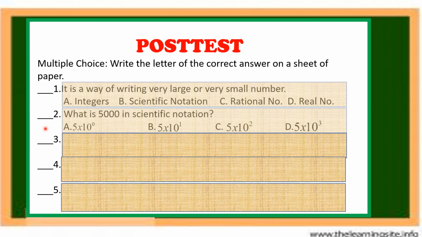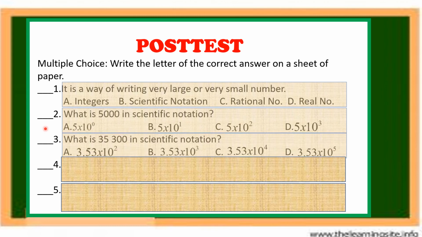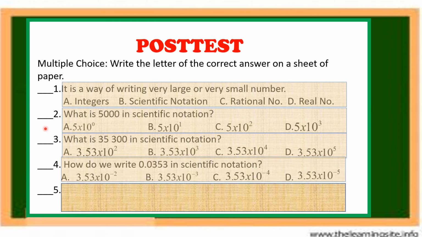Letter A, 5 times 10 raised to 0. Letter B, 5 times 10 raised to the first power. Letter C, 5 times 10 squared. Letter D, 5 times 10 cubed. Number 3, what is 35,300 in scientific notation? Letter A, 3.53 times 10 squared. Letter B, 3.53 times 10 cubed. Letter C, 3.53 times 10 raised to the fourth. Letter D, 3.53 times 10 raised to the fifth power.